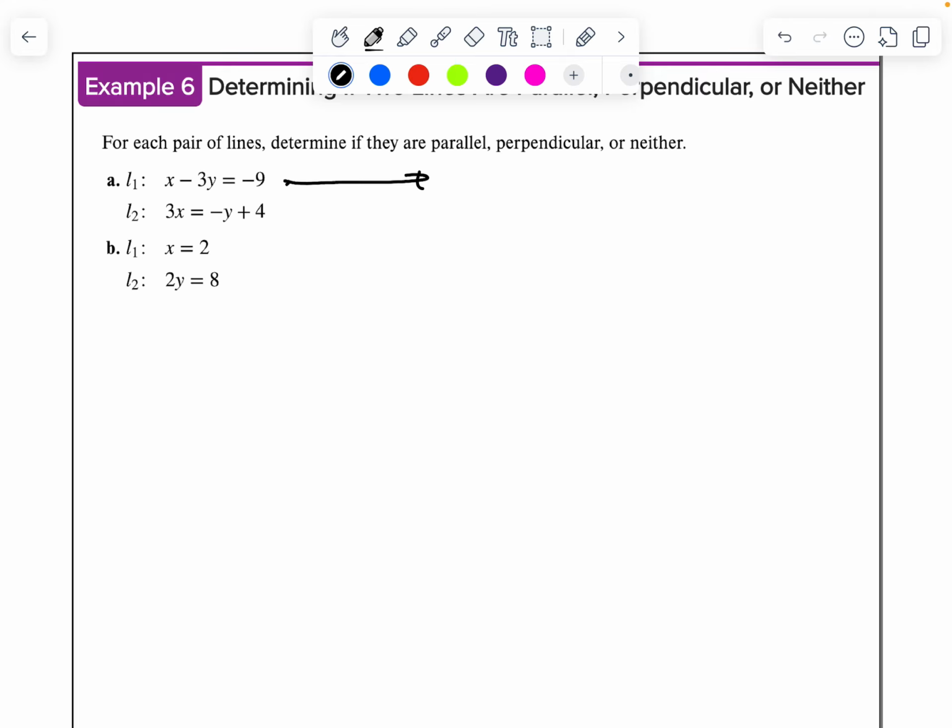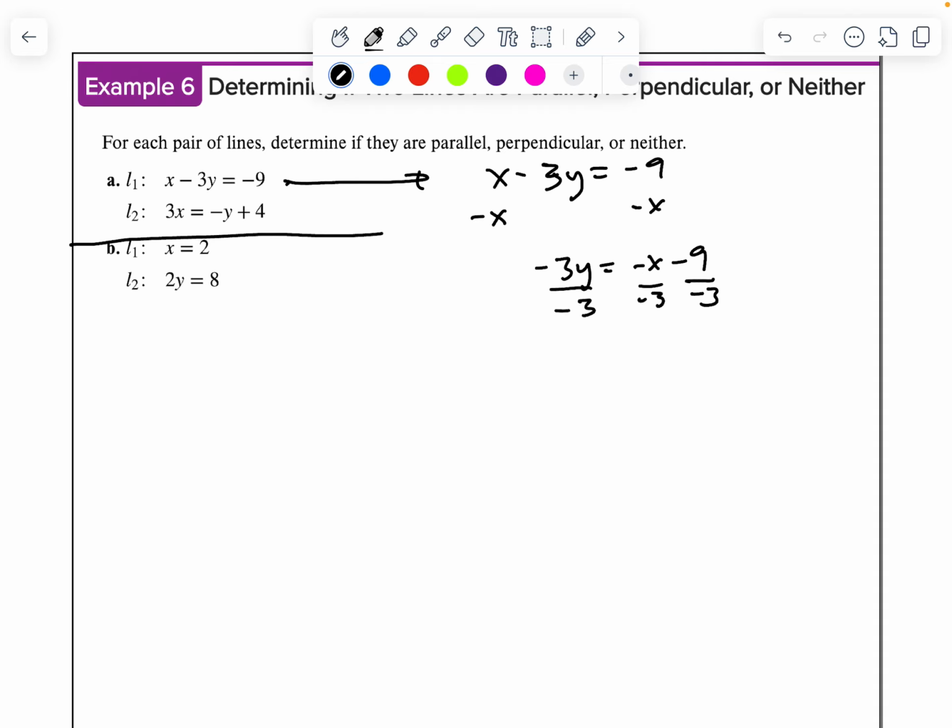So for this line right here, x minus 3y equals negative 9. First, I'm going to subtract the x. Negative 3y equals negative x minus 9. Then I'm going to divide by the negative 3, and I'll get y equals 1/3 x plus 3. The slope here is 1/3. That's the piece of information I need. I'll do my L1 in black. I'll do my L2 in blue.